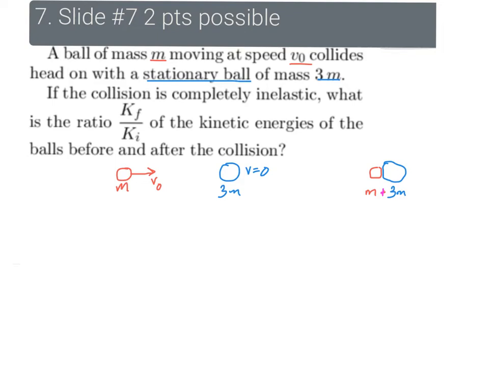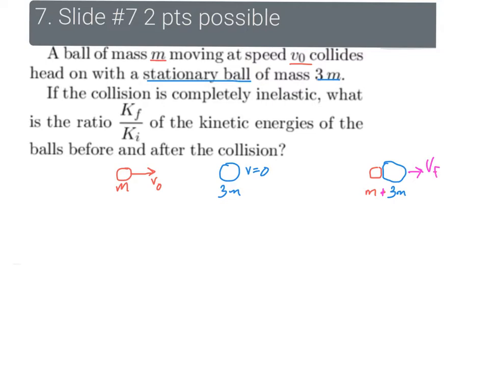Alright, we have a ball of mass m moving with the speed v0, and it collides with a stationary ball that has a mass of 3m. These are going to collide in an inelastic collision, so they're going to hit and stick together, and then they're going to move with some final velocity after the collision. We know that that final velocity should be less than the original velocity of the first mass. So we'll call this Vf.